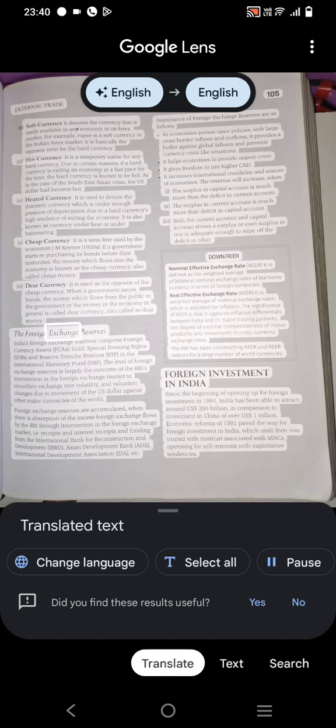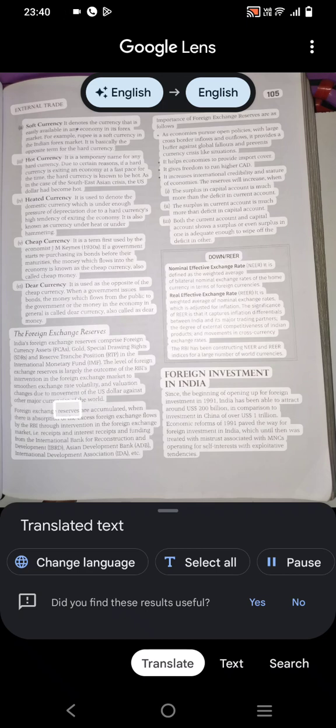The foreign exchange reserves. India's foreign exchange reserves comprise foreign currency assets, FCAs, gold, special drawing rights, SDRs, and reserve tranche position, RTP, in the International Monetary Fund, IMF. The level of foreign exchange reserves is largely the outcome of the RBI's intervention in the foreign exchange market to smoothen exchange rate volatility and valuation changes due to movement of the US dollar against other major currencies of the world.